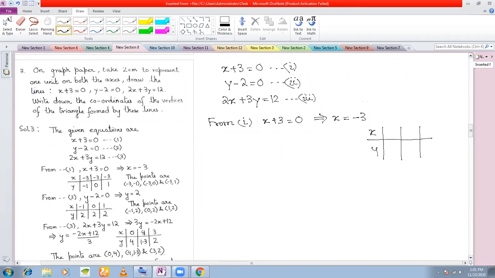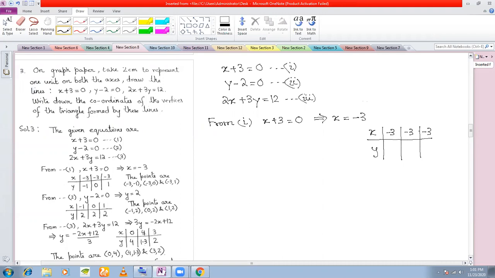x, y. See the value of x, there is no y. So the value of x does not depend on y. In fact, it does not depend on anything. So whatever value of y you take, x will remain -3 throughout. Whatever value of y that you can think of, x will remain -3. Is that absolutely clear? Yes, sir.